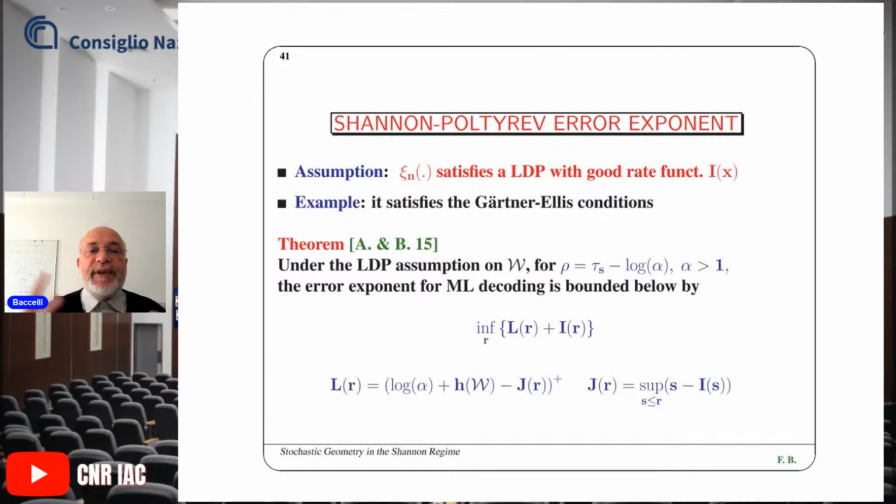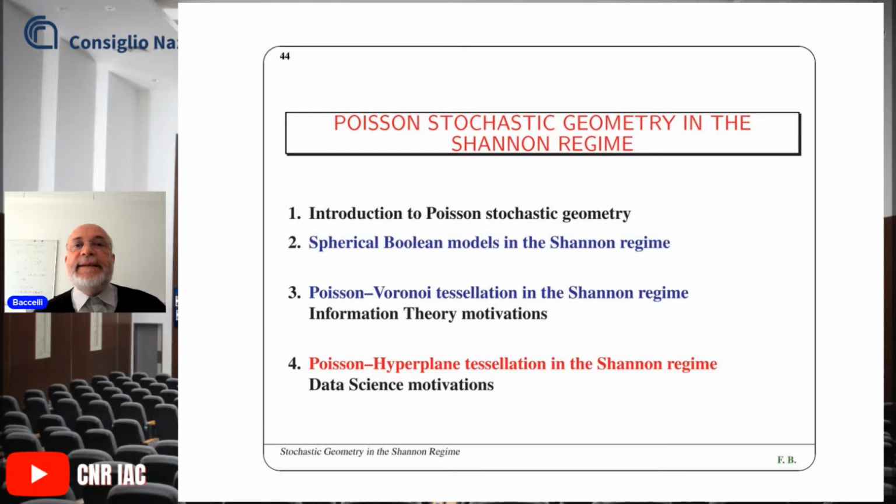Okay, so we could extend the notion of error exponent to general noise. That's the short of it. Okay, so I will skip the proof.